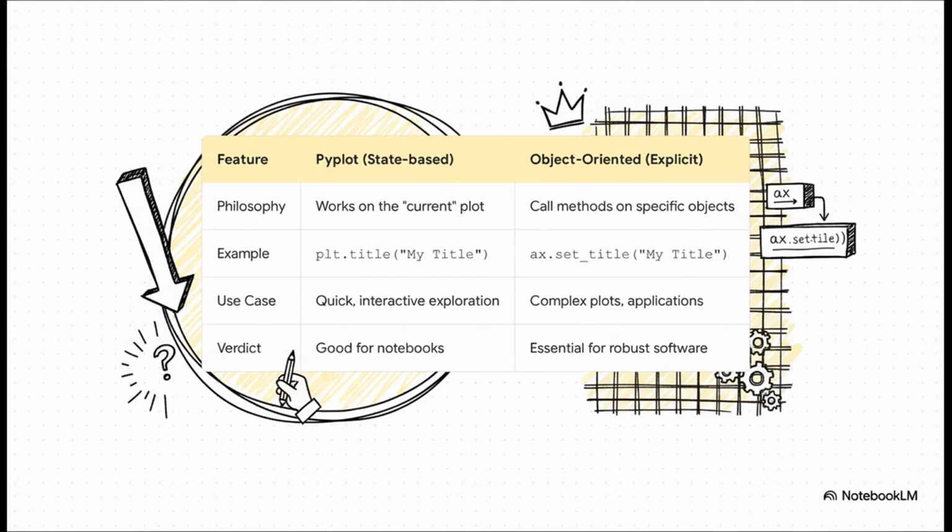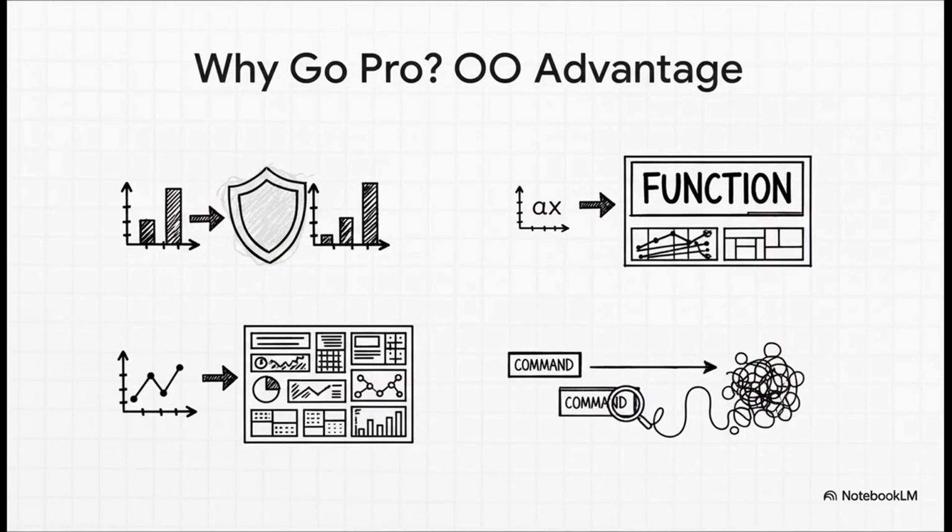There's no guessing, you're in complete control. So why bother with the OO way? Why go pro? Well, there are some huge advantages. First, scope safety. This means no more accidentally changing the wrong plot when you have a bunch of them.